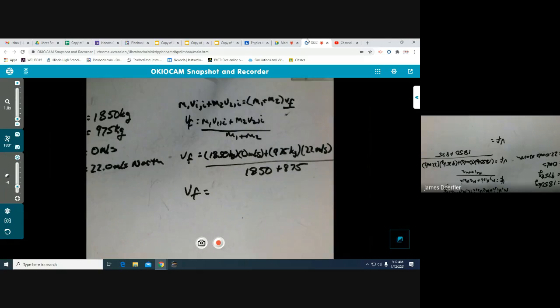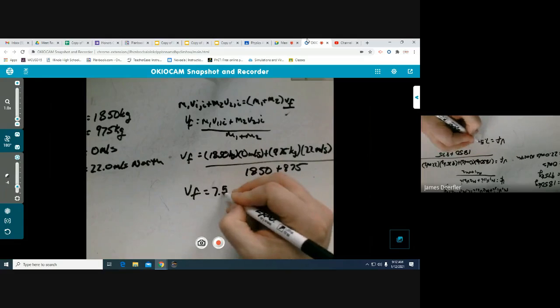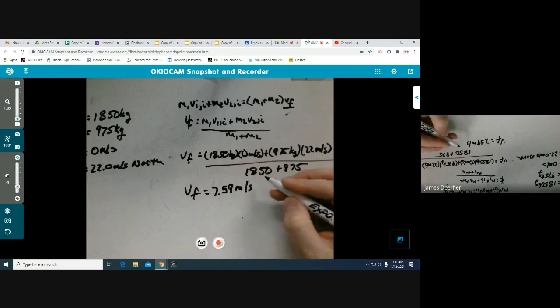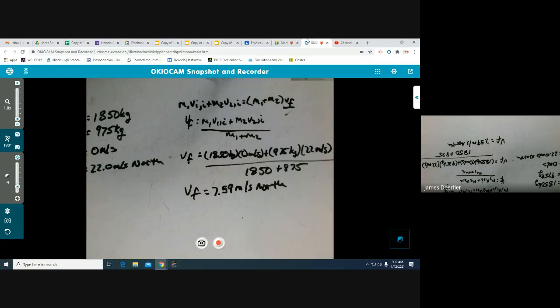After you put your values in, what is the final velocity of the entangled mess? 7.59. What's the unit? Bingo. Meters per second north.